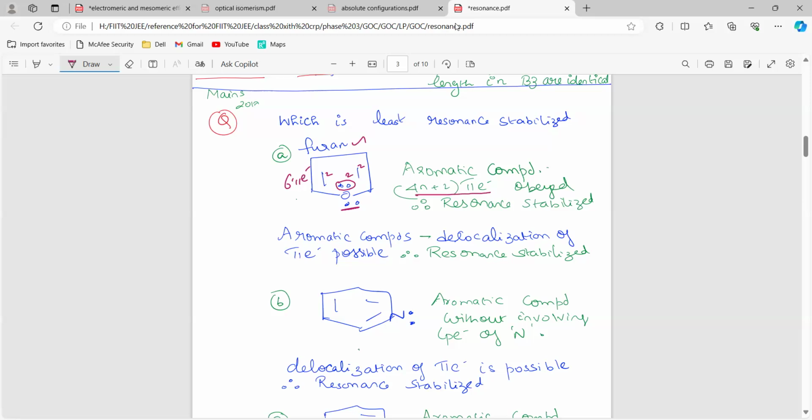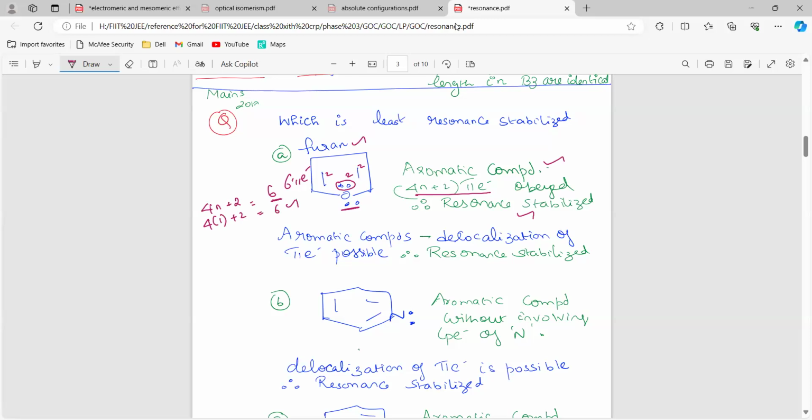Is it obeying 4n plus 2 pi electrons? When I substitute some number for n, I should get 6. Is that possible? Yes, if I substitute n equal to 1, we will get 6, isn't it? Yes. So therefore, furan is an aromatic compound and it is resonance stabilized. So if it is an aromatic compound, there is delocalization of pi electrons.